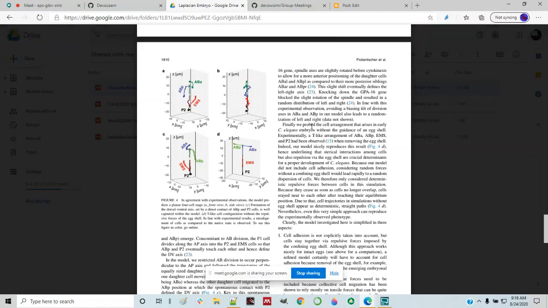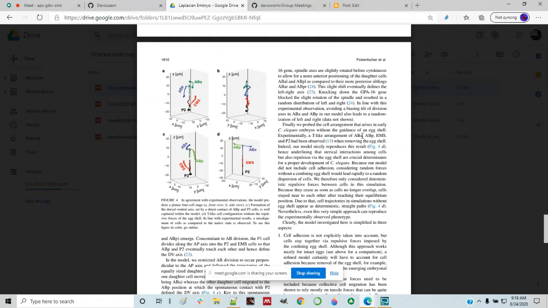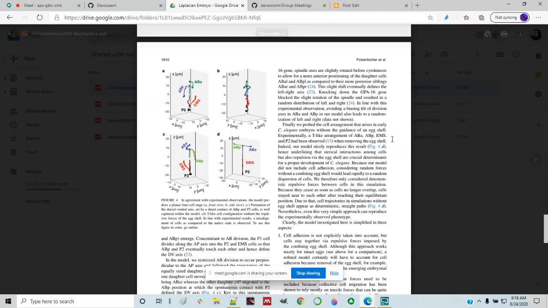So we probe the cell arrangements that arise early in C. elegans embryos without the guidance of an eggshell. Experimentally, a T-like arrangement of ABa, ABp, EMS, and P2 has been observed when removing the eggshell. So this is actually an experiment that we did.